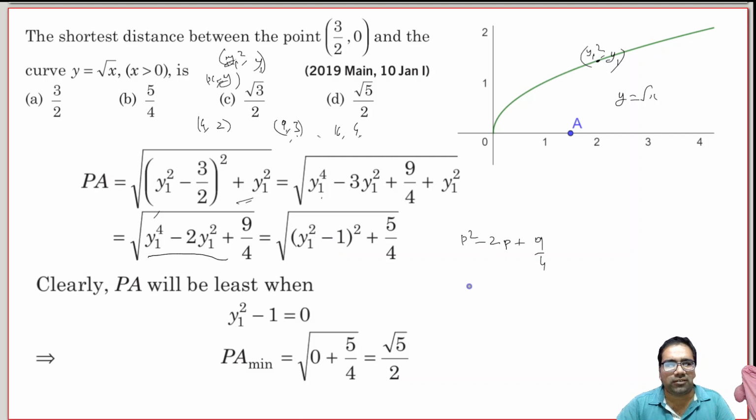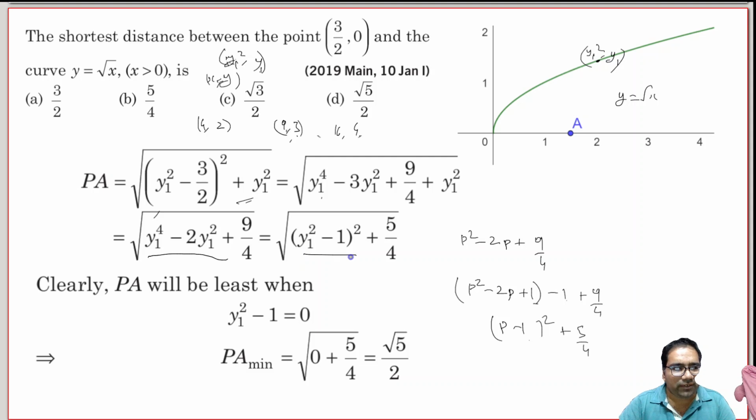Let us complete the square. How do we complete the square? p square minus 2p plus 1 minus 1 plus 9/4, because this will become a perfect square, p minus 1 whole square. We had to add 1 and subtract 1, so net we are not adding anything. So 9/4 minus 1 is equal to 5/4. So this has become p minus 1 whole square plus 5/4, which is y1 square minus 1 whole square plus 5/4.